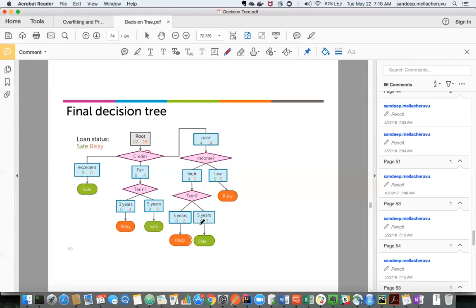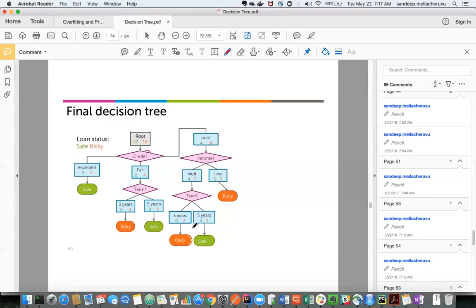Now the thing is, can I split on any other variable? I used up credit, I used up income, I used up term. I have 3 variables. All the 3 variables I have used up. So I cannot split on any variable after this. So what I did is I predicted it as safe. Whatever is the majority class, I predicted. There is no way I can split it again. It's okay. So I'm making some 3 mistakes, but because I don't have any choice, I stop it here.